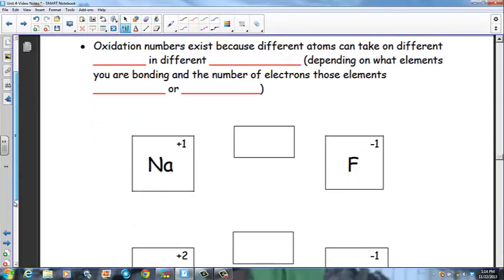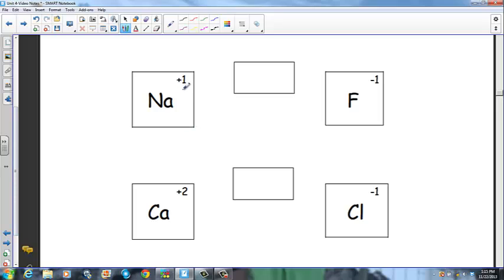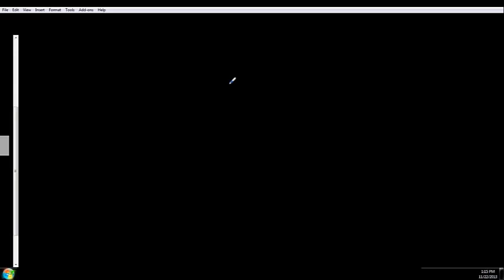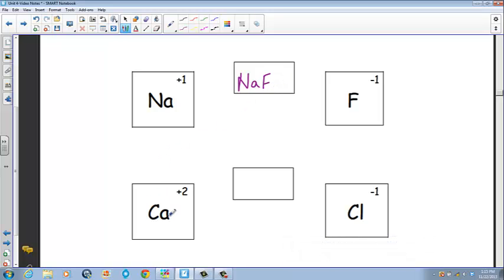So if we look here at a little bit of an example, sodium is a +1, fluorine has a -1 oxidation number. So sodium will give up 1 electron to the fluorine, fluorine gains it, and therefore will form NaF, which is sodium fluoride, and we're going to talk about how we name that compound in a second.